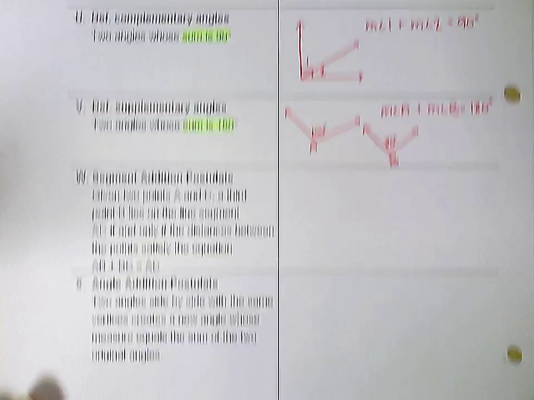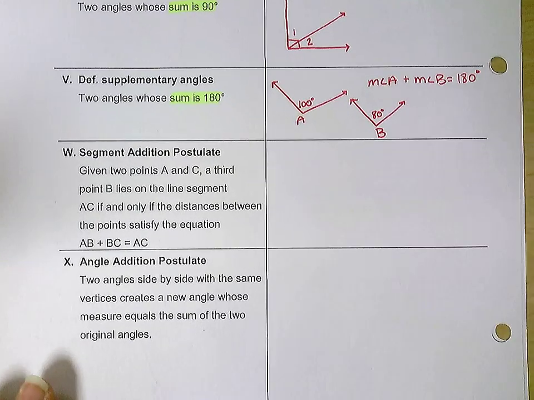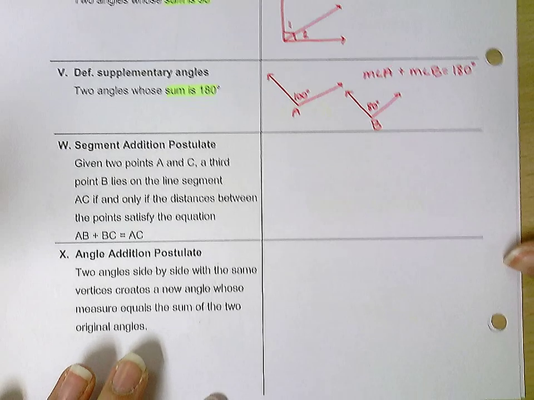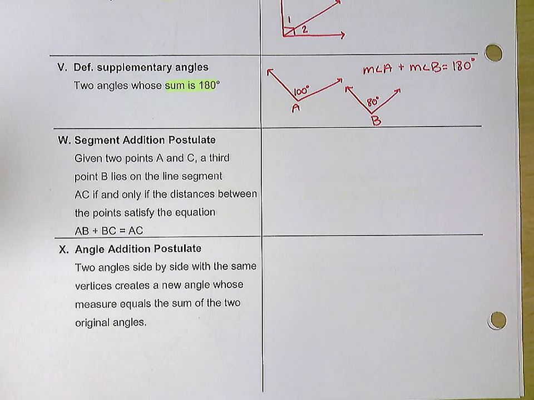All right. Next, we have segment addition postulate. We kind of already went over this in chapter 1. Given 2 points A and C, a third point B lies on the line segment AC if and only if the distance between the points satisfy the equation. So this is when you had that betweenness of points.